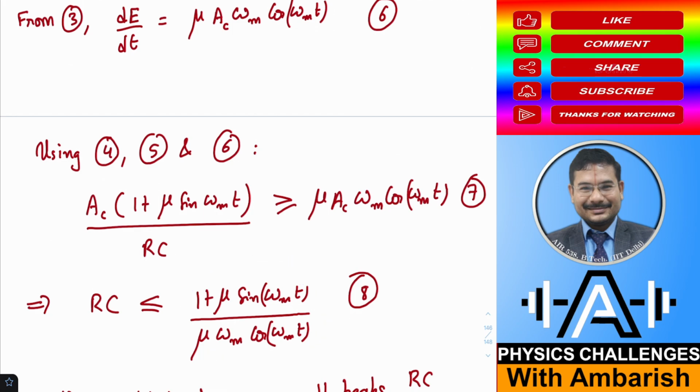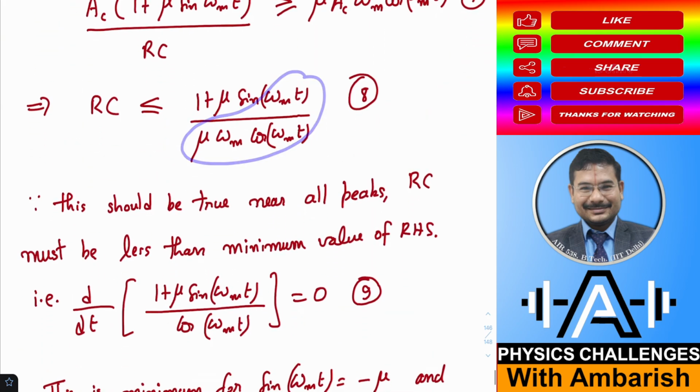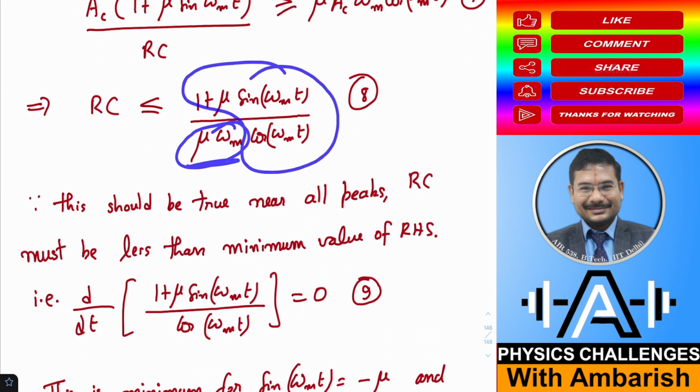So RC should be less than the least of this product, right? RC has to be less than the least value of the RHS. So how to find the least value? You can just differentiate the whole thing with respect to time and put it equal to 0. Anyway, mu and omega m are constant, so you just take the rest of it, take the derivative with respect to time and minimize.